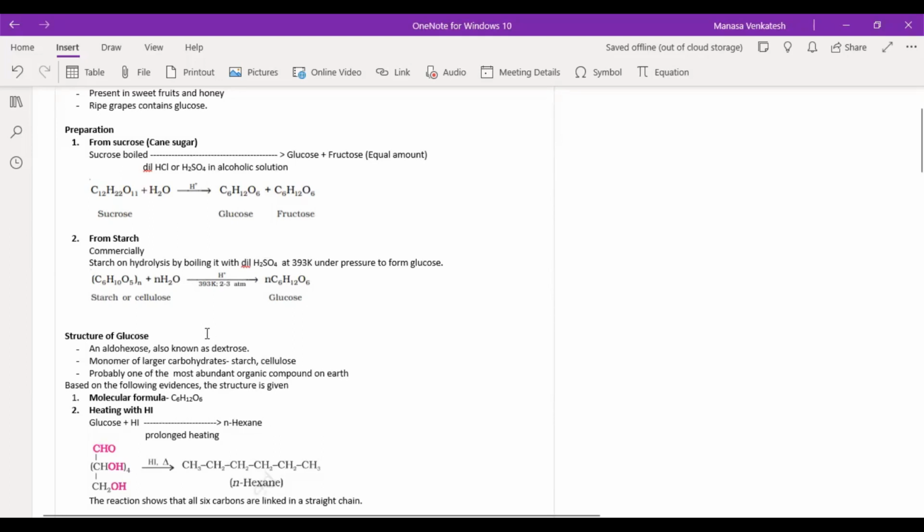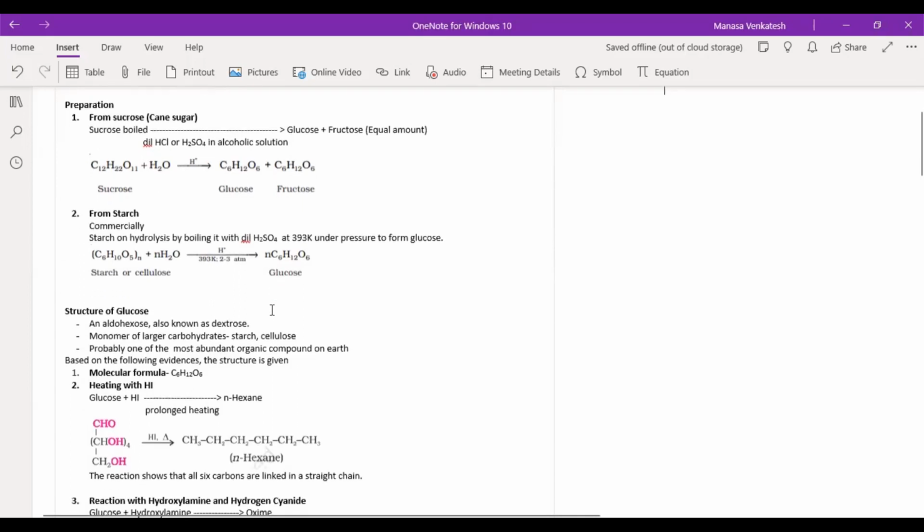Next is the structure. So, two methods of preparation. One is from sucrose, the other is from starch. Both of them involve the hydrolysis of a disaccharide and a polysaccharide respectively. In the first case, we're getting glucose and fructose. In the second case, we're just getting glucose.